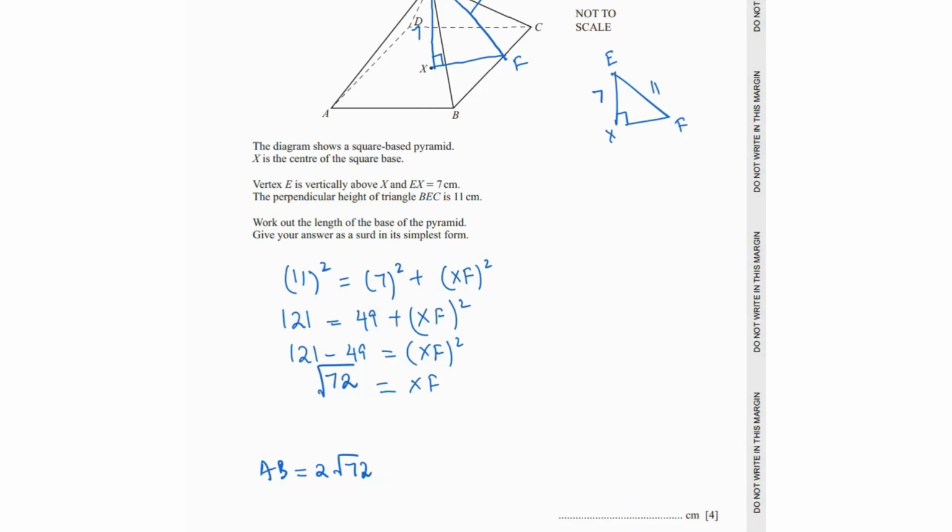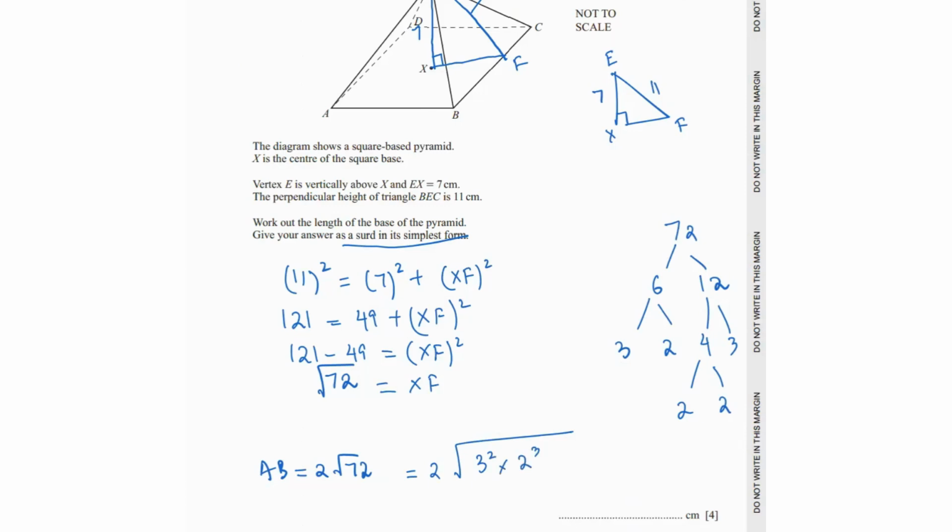But they want the answer in the simplest form. So we have to prime factorize 72. 72 is 6 times 12. 6 is 3 times 2. 12 is 4 times 3. And 4 is 2 times 2. So that's 3 squared times 2 cubed.